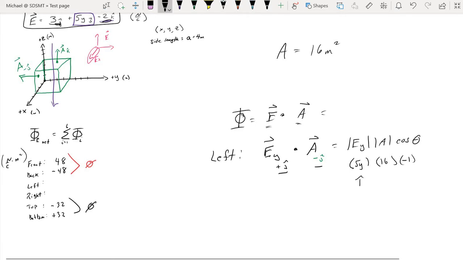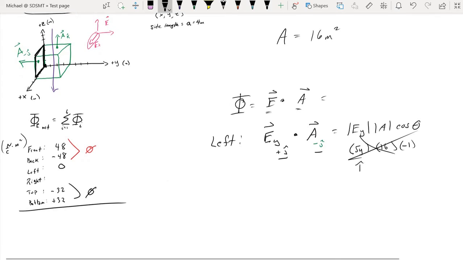And at the left face, everything about the left face here is sitting at a y value of 0, because technically that back corner of the left face is touching the origin, where we have a y value of 0. So if I plug in 0, this is all gone, and I get a flux through the left face that is equal to 0. So it looks like we still got a net flux of 0 going for us.